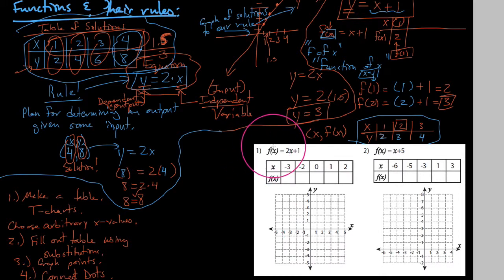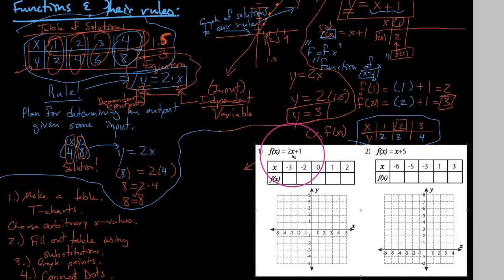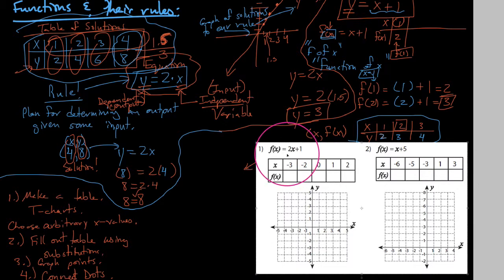So when we look down here, we say number 1, f of x equals 2x plus 1. The first thing I want to do is make a little mental note here. There we go. Okay, so f of x equals 2x plus 1. We're going to say this is the same thing as y equals 2x plus 1.